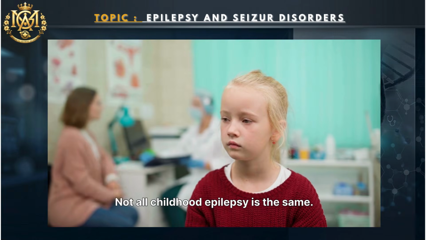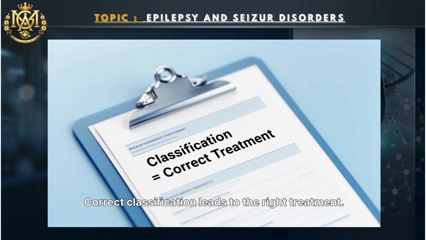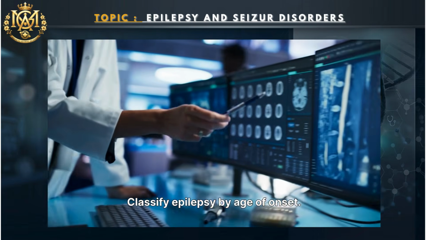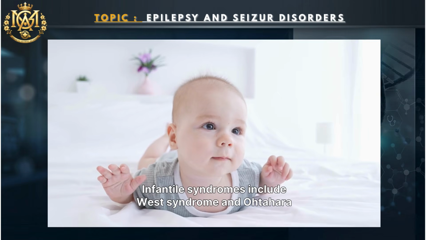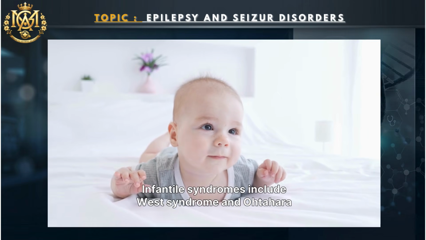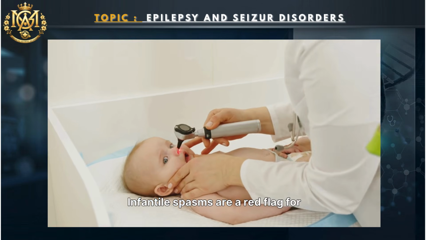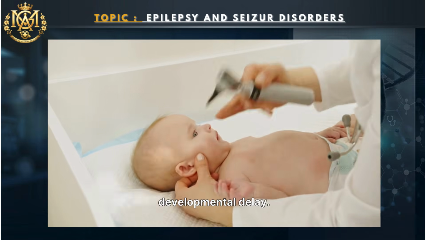It's the most not emergent. Not all childhood epilepsy is the same. Correct classification leads to the right treatment. Classify epilepsy by age of onset. Infantile syndromes include West syndrome and Odahara syndrome. Infantile spasms are a red flag for developmental delay.